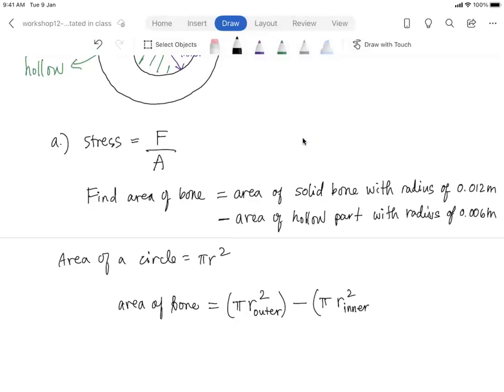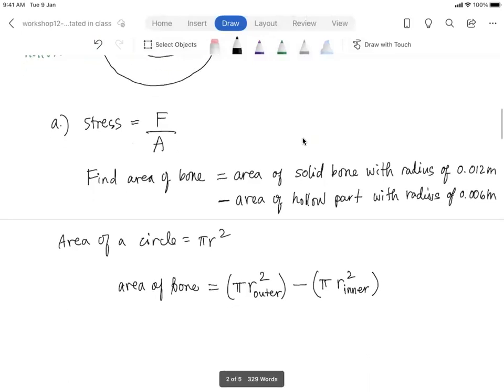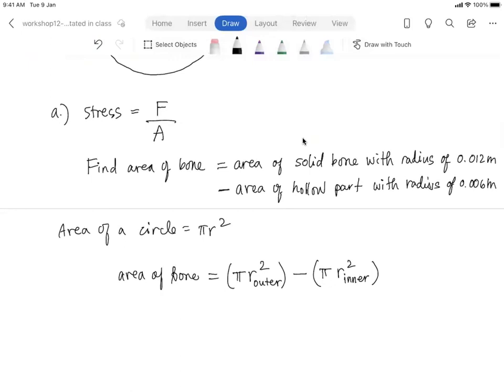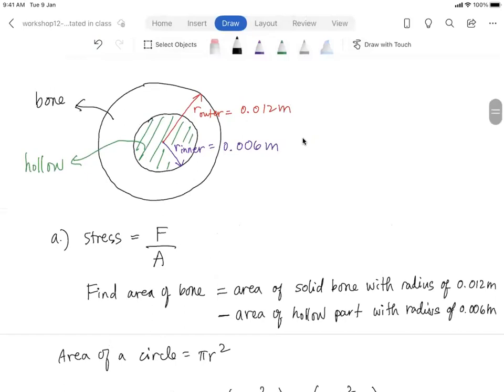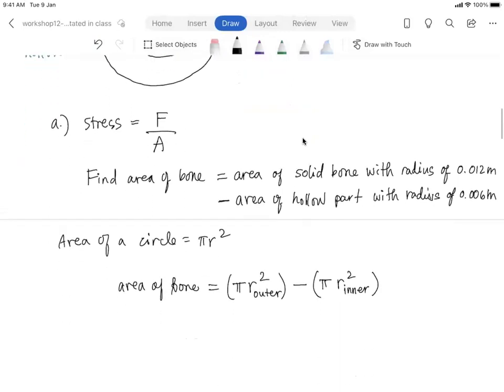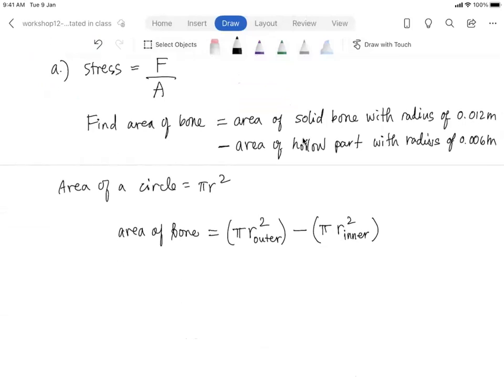So it's the whole thing. The first expression here, pi r outer squared, is the area of the solid bone. If you consider that this whole cross-sectional area is solid and the radius is 0.012, that's the area of the solid bone. But then you have to take away the area of the hollow part, which is pi r squared, with r being the inner radius.